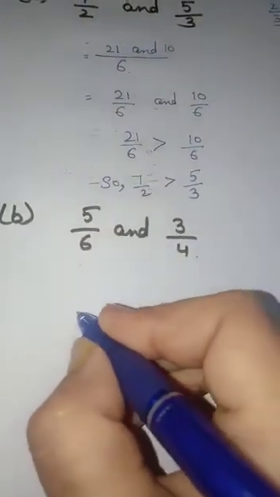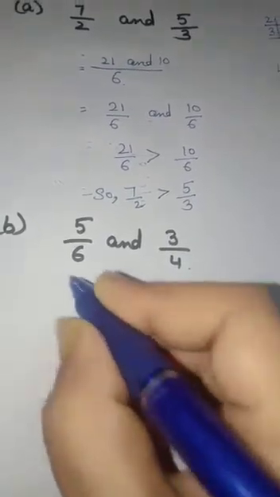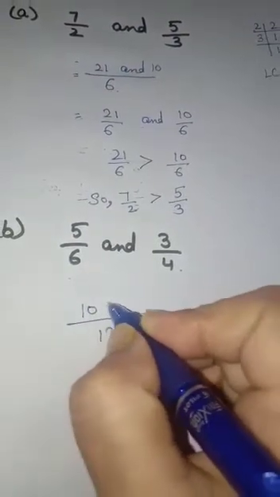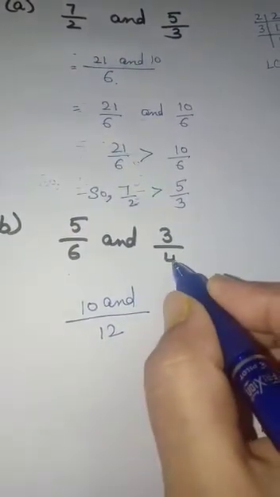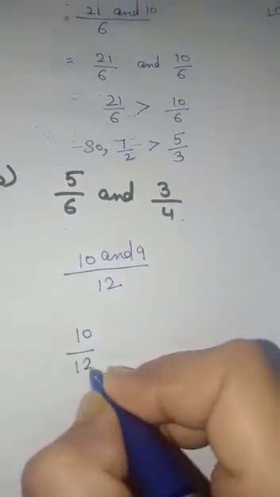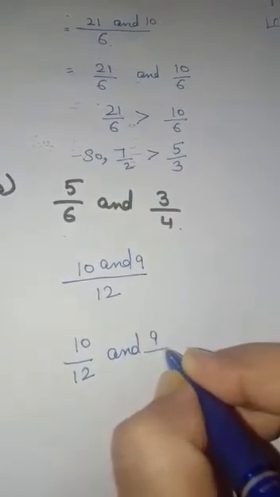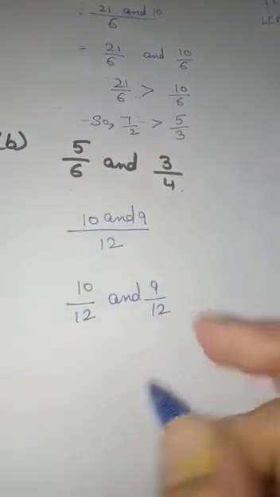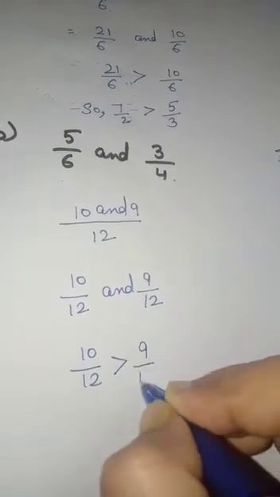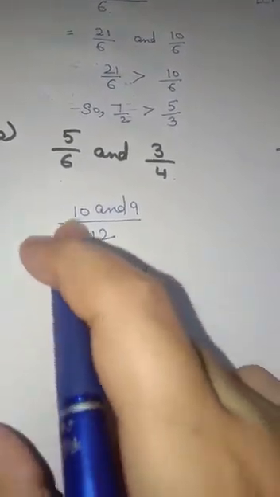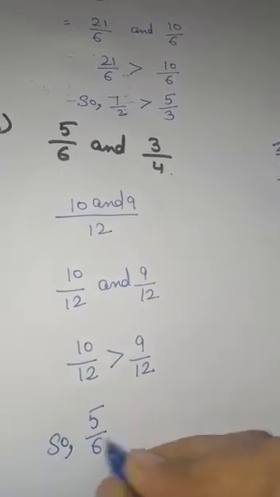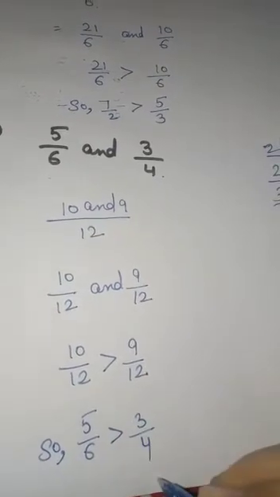The same steps will be followed here. Common denominator 12. 12 divided by 6 is 2. 2 5s are 10. And 12 divided by 4 is 3. 3 3s are 9. In the next step, separate the numerators. 10 by 12 and 9 by 12. The 12 and 12 are the same. Out of 10 and 9, which is greater? Yes, 10. 10 by 12 is greater than 9 by 12. So the fraction at this side will be greater. 5 by 6 is greater than 3 by 4.